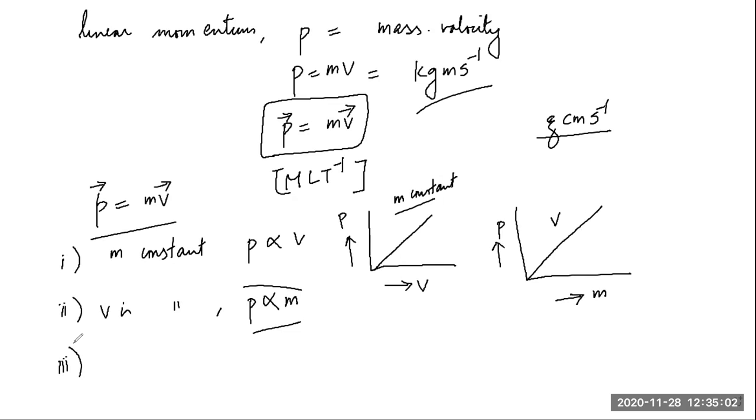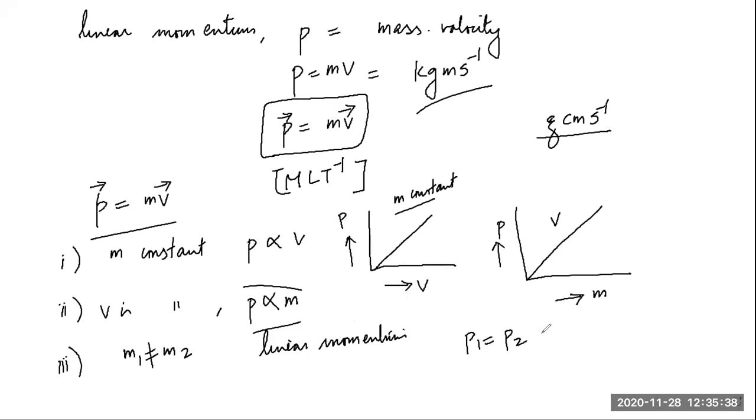when two bodies of unequal masses, m1 and m2, m1 is not equal to m2. All right. Now, there are two bodies. Their masses are not equal, and they have the same linear momentum. What does that mean? P1 is equal to P2.